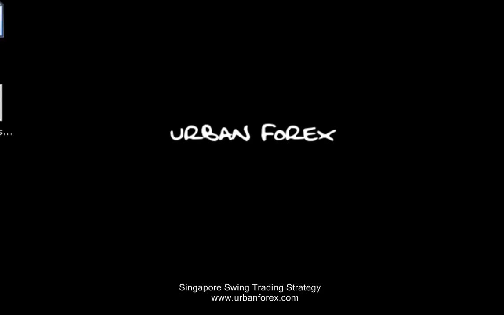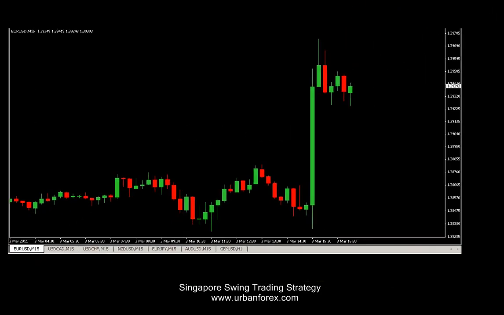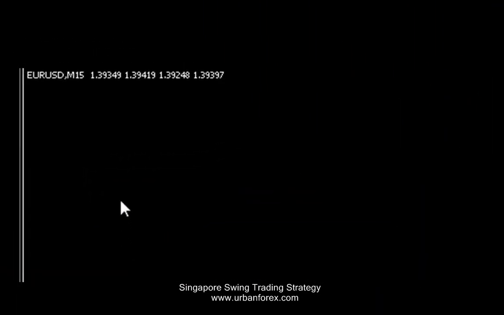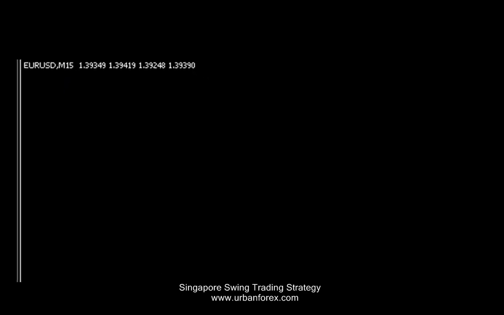Let's open up our charts here and show you how it's done. You've probably read about it on the website, and here I'm going to give you a walkthrough on how to get this started. Let's open up a chart, preferably a pair that has low spreads like Euro USD or maybe even Euro Yen. Let's switch to the 15-minute time frame, which you see right here, Euro USD 15 minutes.